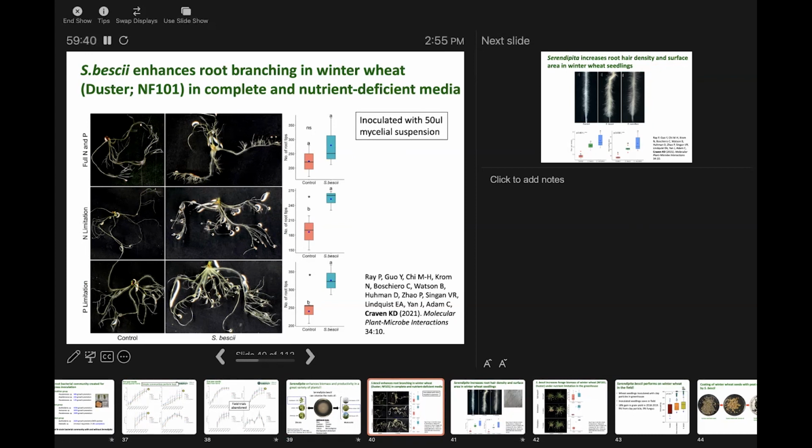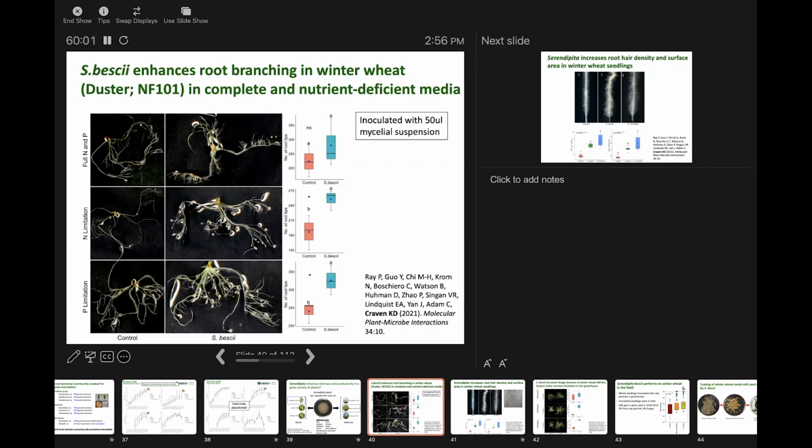Okay? Now what you can see is that the number of root tips in full NMP it's better, but it's not significant. But look what happens when we limit nitrogen. And look what happens when we limit phosphorus. You can see it. You can see that these have more root tips than these.